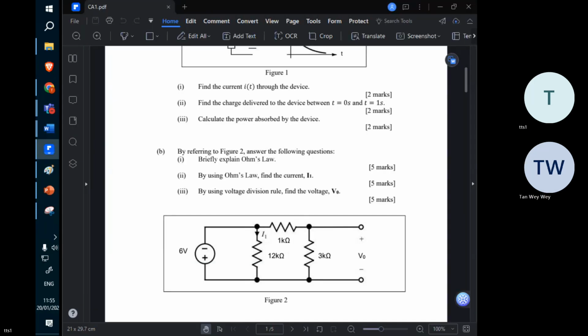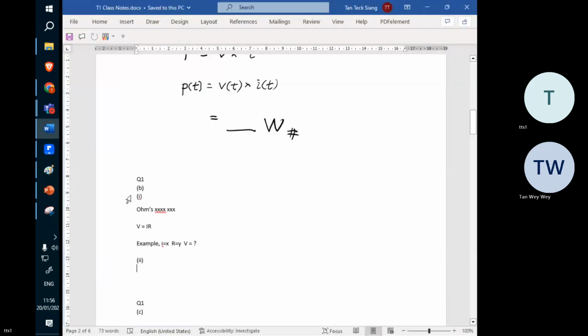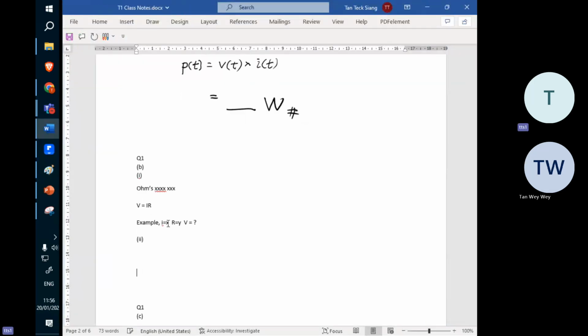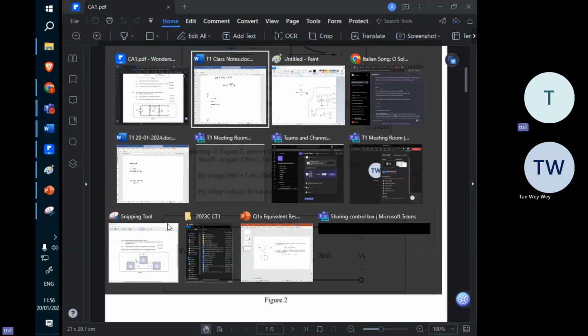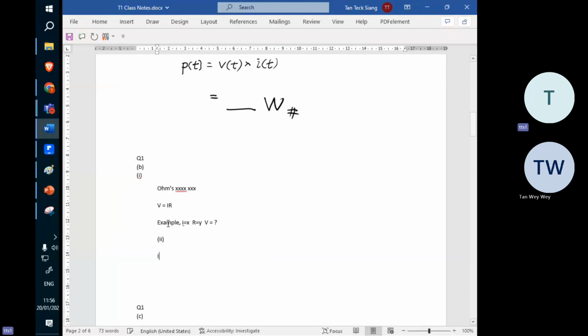If you look at this, okay, I think I cannot spend too much time here. Let's proceed to the next one. Let's proceed to part 3. Part B is what? To find the current I1. I1 equal to something. Okay. This is part 2. Let's move this one here.